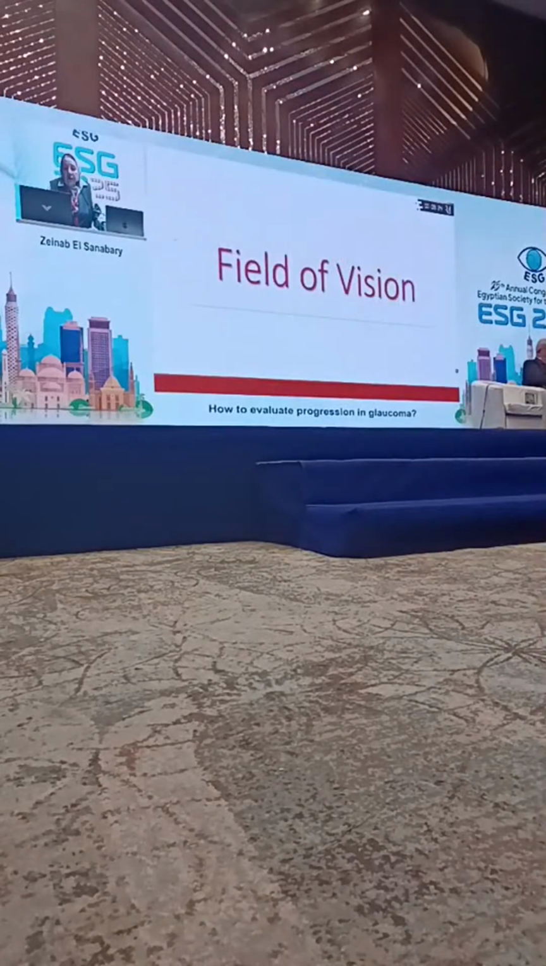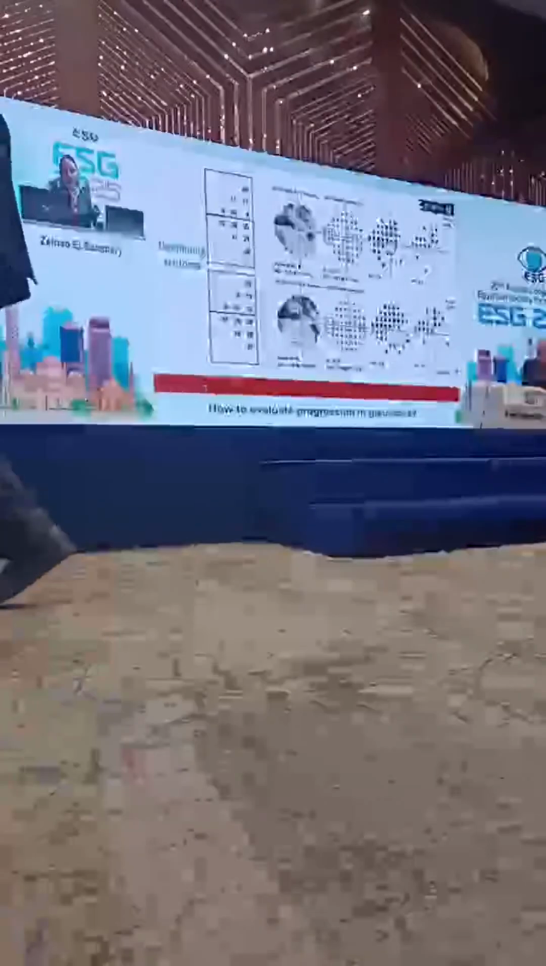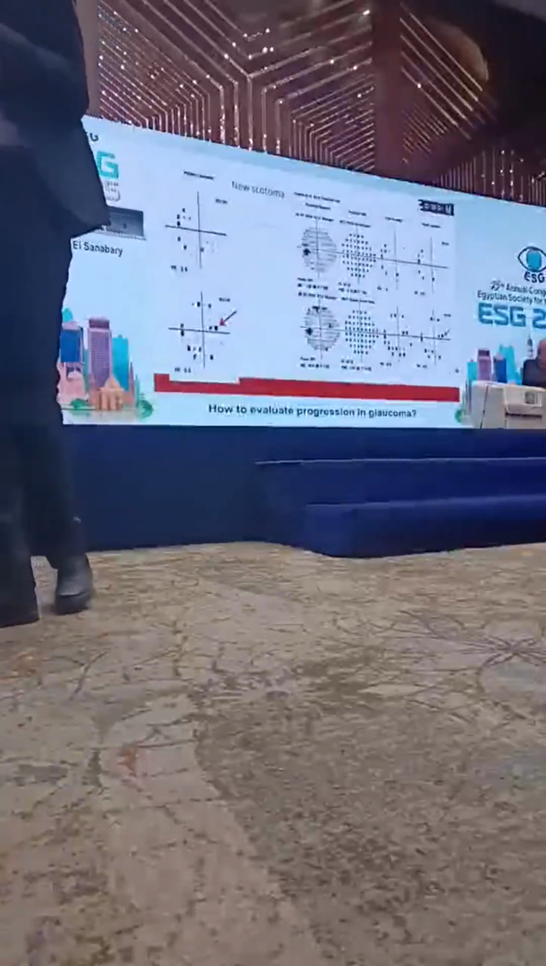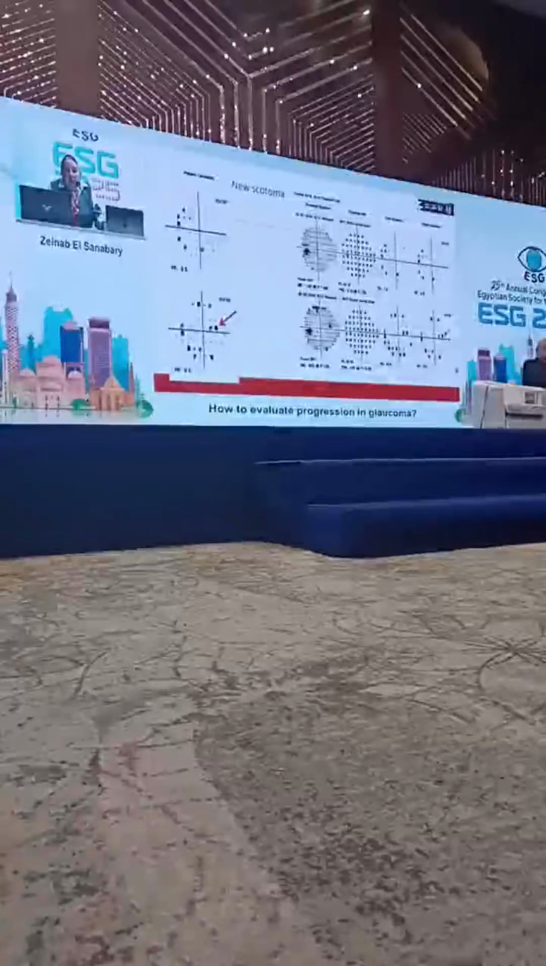For the field of vision, which we always depend on, sometimes we have only two fields. How to evaluate progression when we have only two fields? We search for a deepening scotoma, which means progressive decrease in sensitivity in a localized area, like we see here. Or we search for a new significant scotoma in an area which we consider one of the areas sensitive for glaucoma, like we see here.